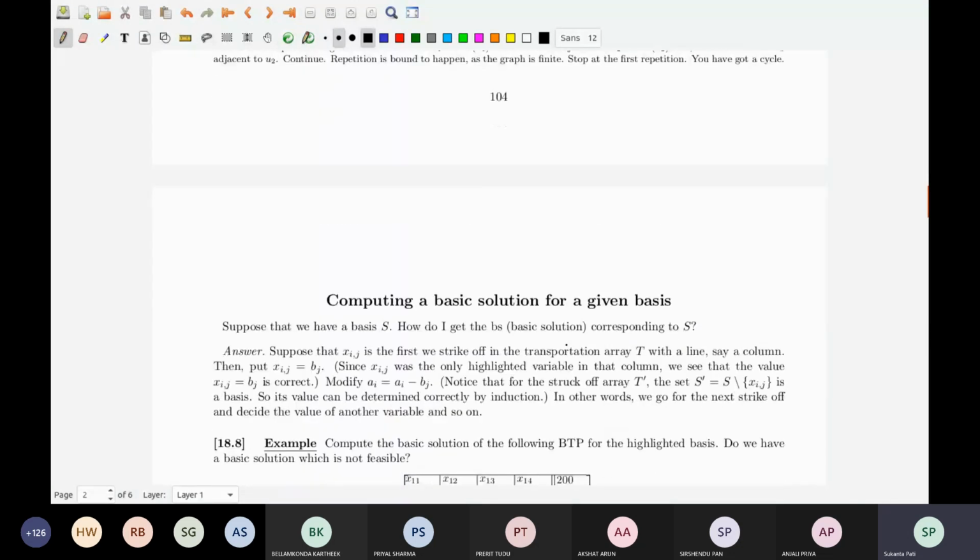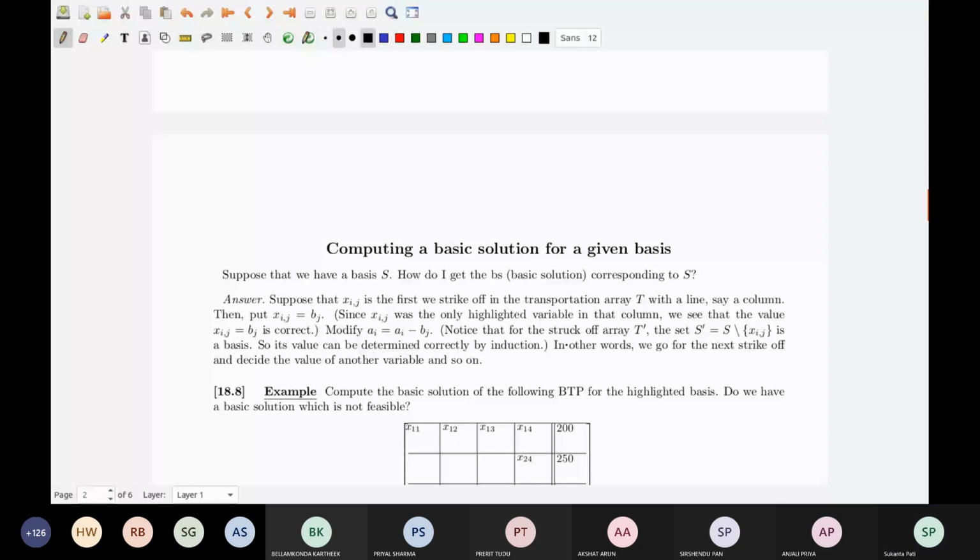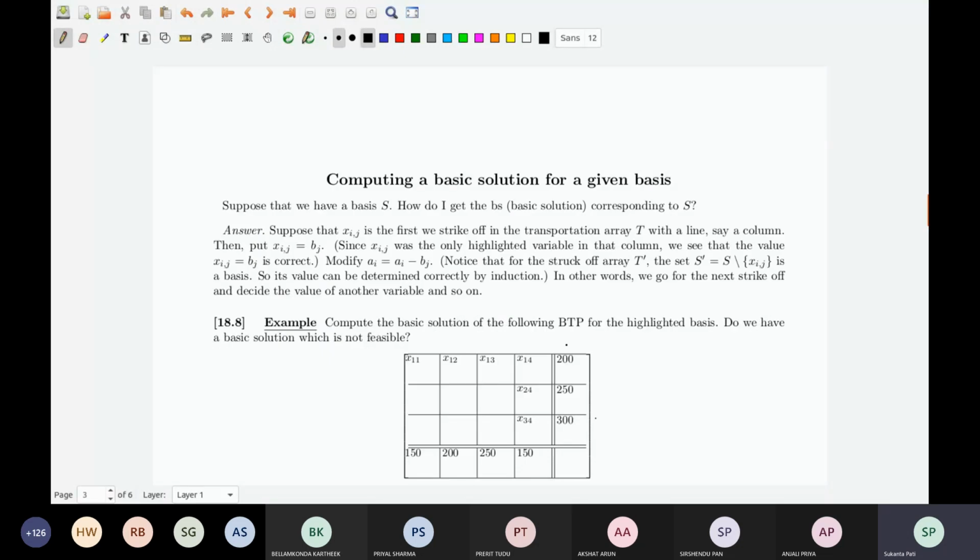Computing a basic solution for a given basis. So suppose that a basis is given. Earlier also, when we had a basis, we knew how to compute its value. Given x equal to b, and suppose I take this as the basis, then how do I get the value? So that we did. Here also we can do the same thing.